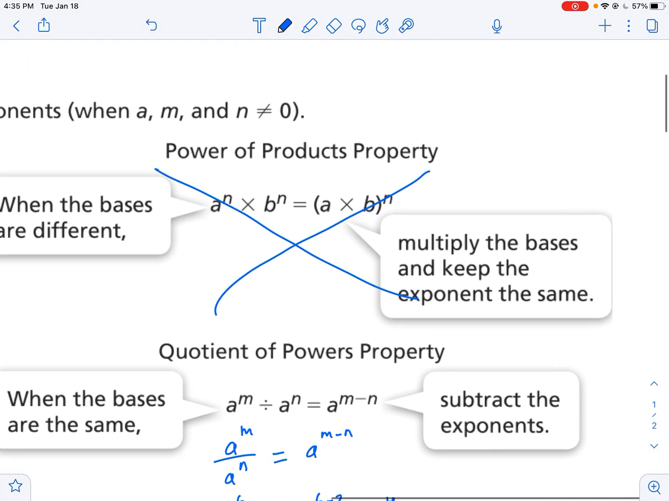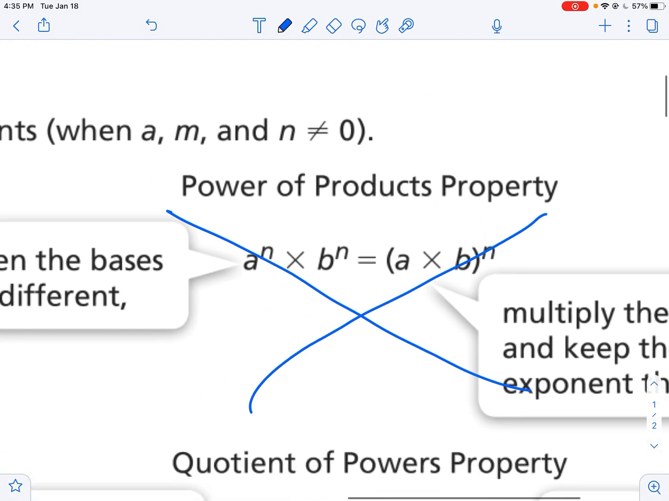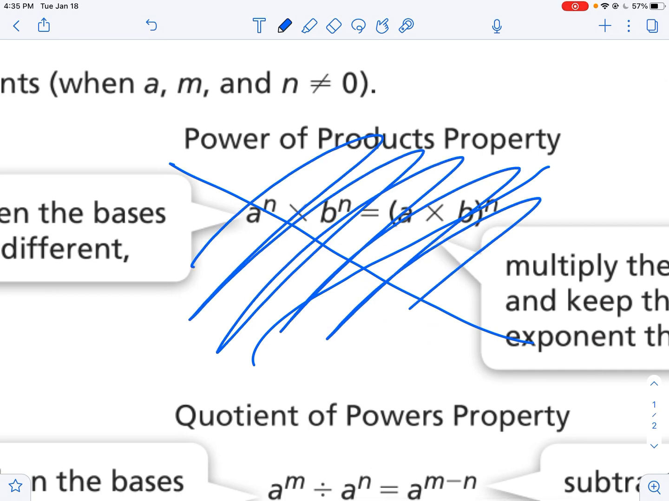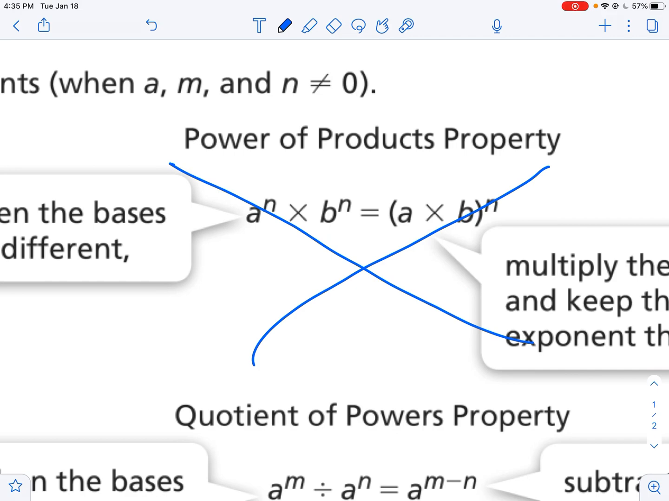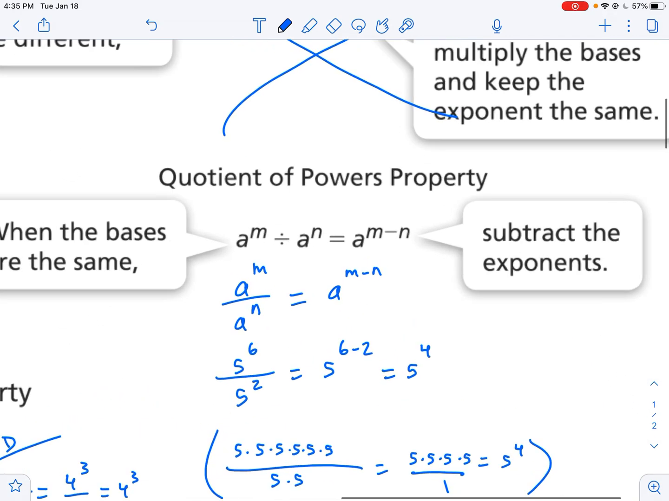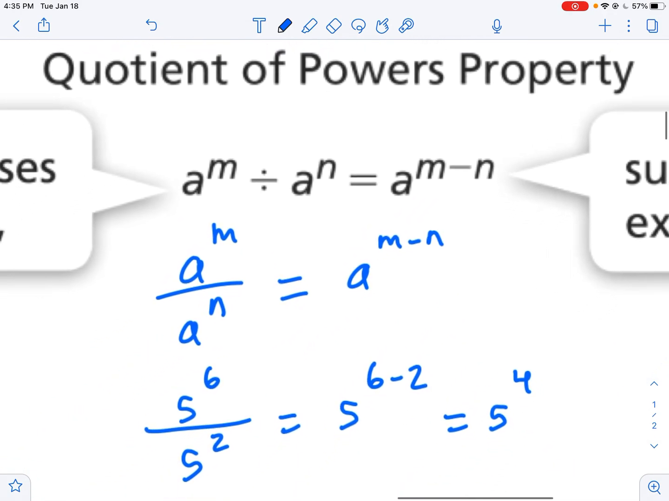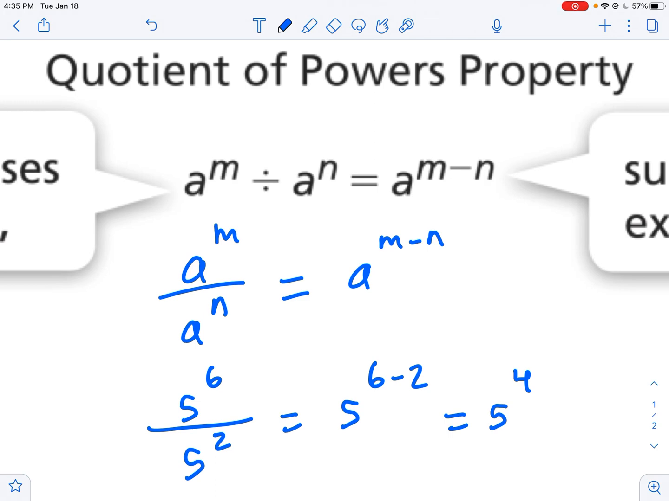Over here, we got some other properties. You do not need to worry about this one at all. It's just if they have the same exponent, you can multiply bases. Whatever, don't need it. But what you do need is this one here, the quotient of powers property. Once again, I do not like this symbol. It's a terrible symbol. Instead, we're just going to write it as a fraction.